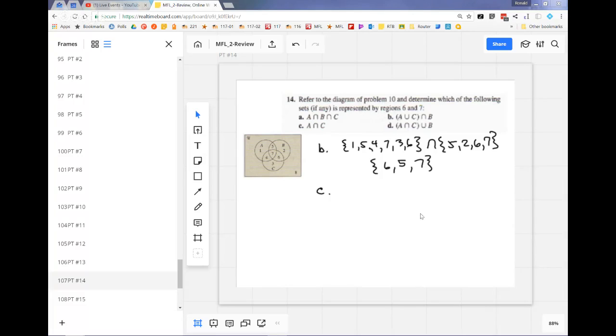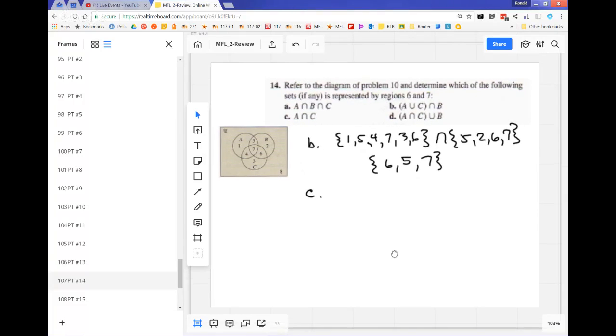Okay, so back to Daniela. What did you say you did? You said none of these came out right. Is that what I heard you say? Yes. Okay, 14. I've done B, so let's look at B first, and then we'll do the other parts too. So B says, in parentheses, A union C, and then intersect B. Correct? So start off with A union C.